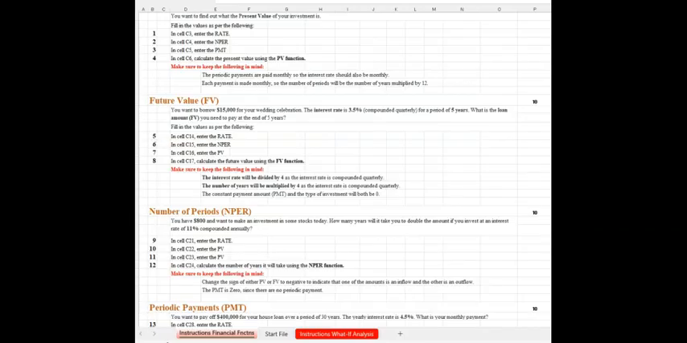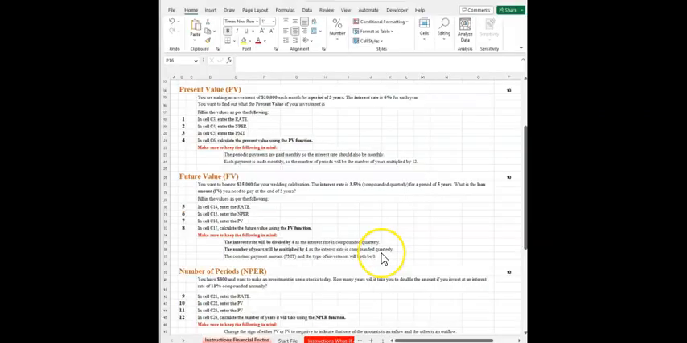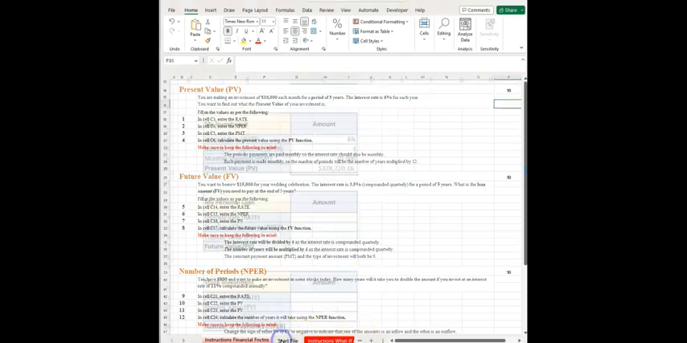Let's assume you want to borrow $15,000 for your wedding celebration. And the interest rate is 3.5%, and this is compounded quarterly, over a period of 5 years. What is the loan amount that you're going to be paying at the end of the 5 years?